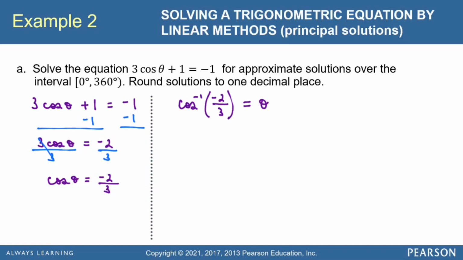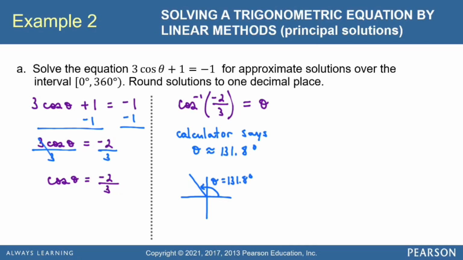And now go to your calculator, make sure that it's set in degrees, and you'll type in cosine inverse of -2/3 equals, and you get a calculator answer of approximately 131.8 degrees. Now if you look at our equation here, we should be expecting a solution in every quadrant where cosine is negative, and that would be quadrant 2 and quadrant 3. And the calculator did give us a quadrant 2 answer, but we also know that there's a solution in quadrant 3, and the calculator is not going to give us that answer. We have to find it on our own.